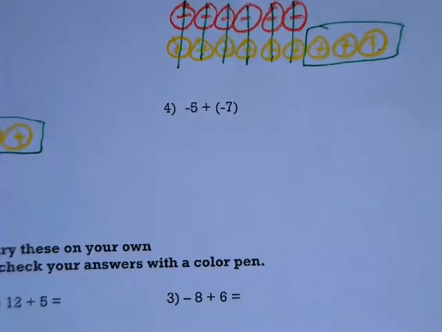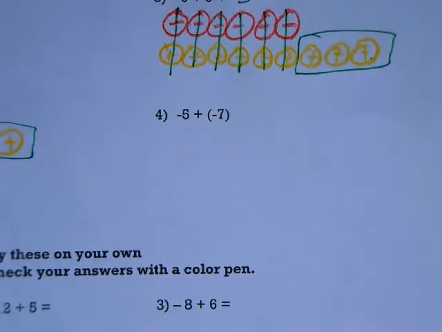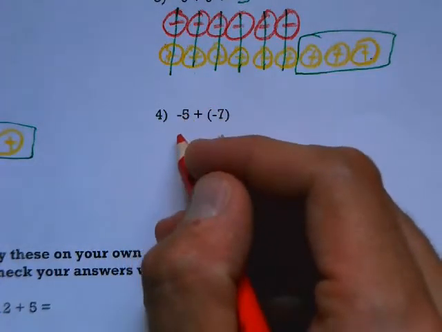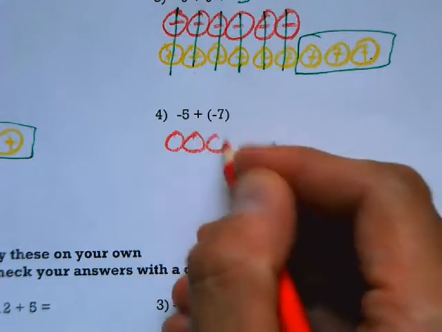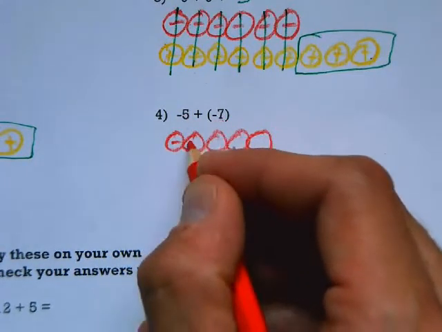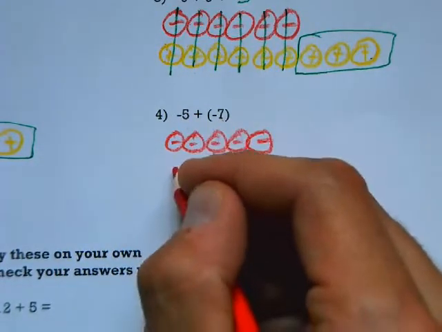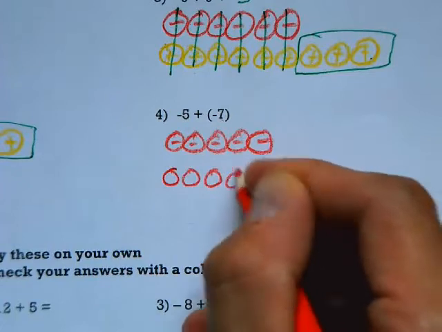Okay, let's do one more together before you try some practice on your own. This time, we're adding 2 negative numbers together. If you're not sure what to do, that's totally fine. Let's do it the same way we've been doing the others. I'm going to start by drawing, for our first addend, 5 negatives. And now I'm going to draw 7 negatives for our second addend.